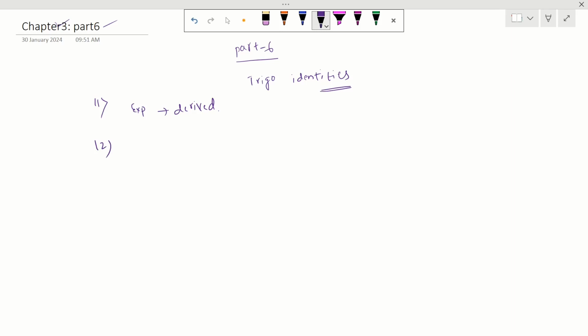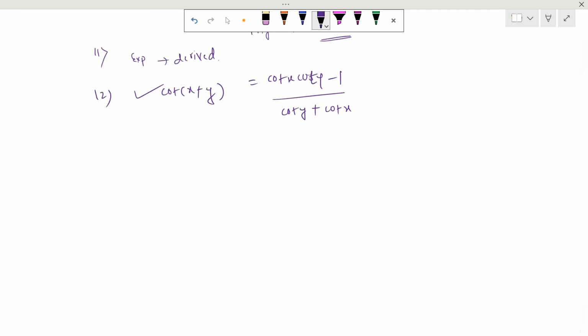The 12th one is that we have to prove cot of x plus y is equal to cot x cot y minus 1 divided by cot y plus cot x. How can we prove this? I am taking the LHS term. We have to prove LHS is equal to RHS, so from the LHS I am proving the RHS.